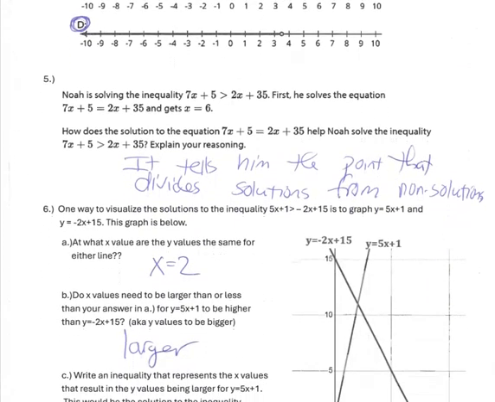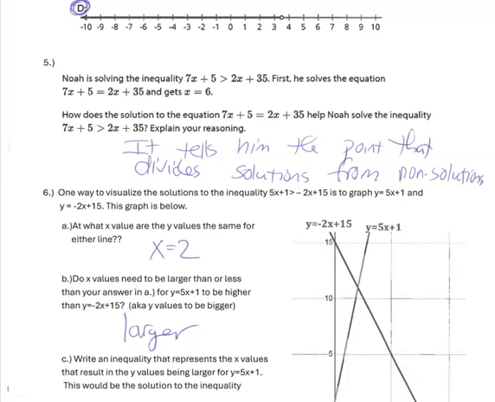Number 5 says that Noah is solving the inequality that you can see. First, he solves the equation, and he gets x equals 6. How does the solution of this help Noah solve the inequality? Well, we know that solving for equals is going to tell you where the solutions start. So that point, x equals 6, is where the solutions are going to be starting in one of the directions.